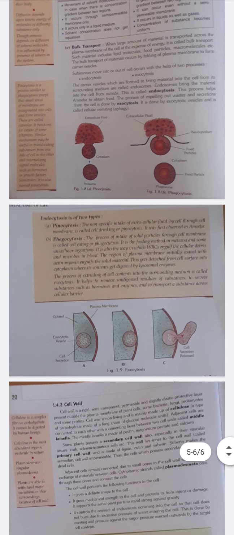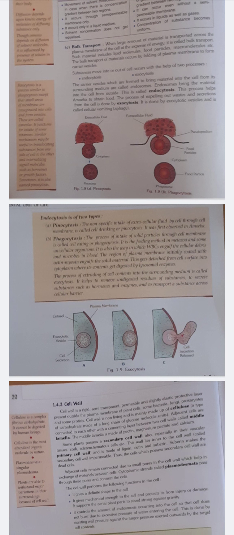Now next is the cell wall. What is a cell wall? The cell wall is the rigid, semi-transparent, permeable and slightly elastic protective layer present outside the plasma membrane. It is present in the plant cell, not present in the animal cell. It is non-living and mainly made up of cellulose. In bacteria, it is made up of chitin.